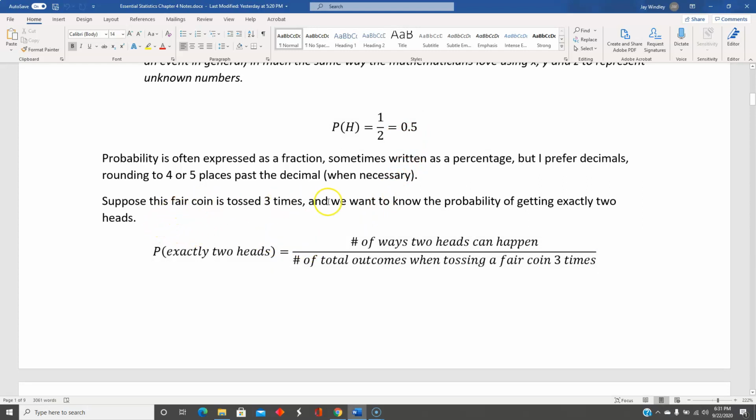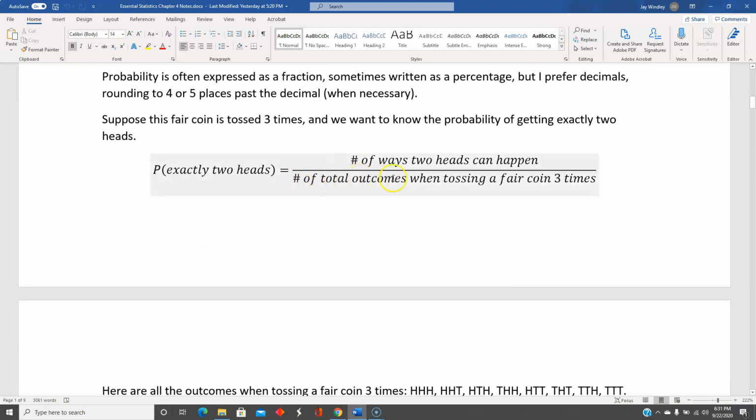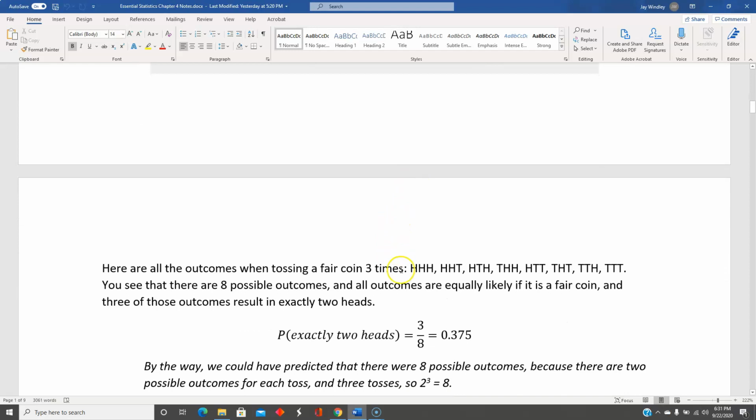Suppose this fair coin is tossed 3 times, and we want to know the probability of getting 2 heads. So we need to start counting. How many total things can happen when you toss a coin 3 times? And how many ways can you get 2 heads? So here's a listing of what I believe are all the possible outcomes. I think there's 8 possible outcomes, and I enumerated them in a somewhat organized fashion. First, this is the ways you can get all heads. There's different ways you can get 2 heads with 1 tail, 2 heads with 1 tail, 2 heads with 1 tail. There's different ways you can get 1 head with 2 tails, 1 head with 2 tails, 1 head with 2 tails, and then that's all tails.